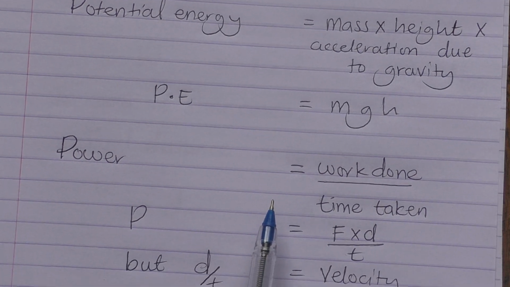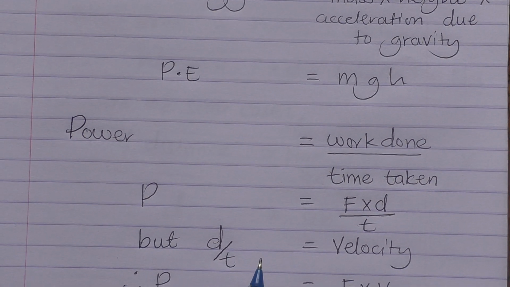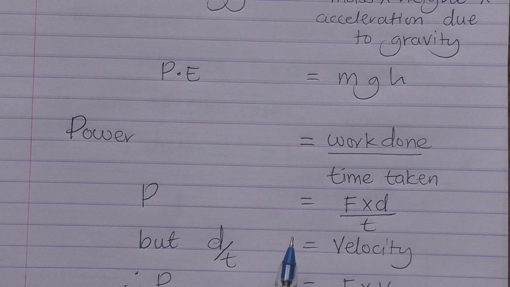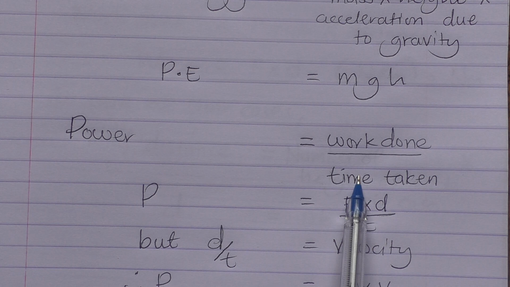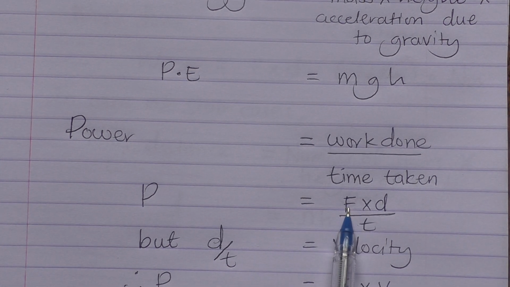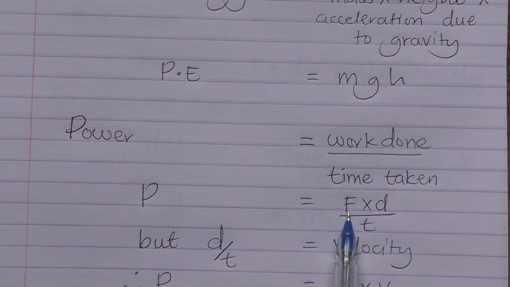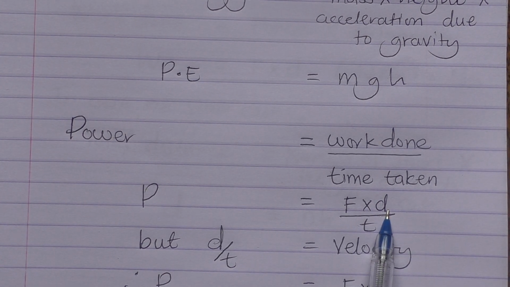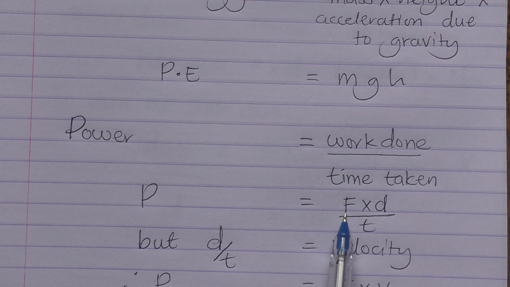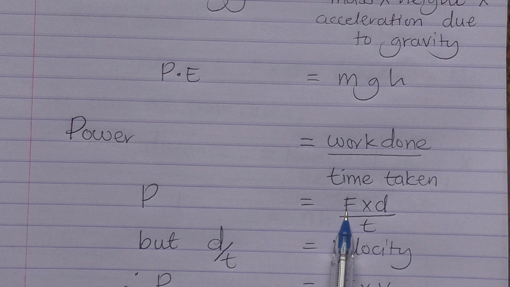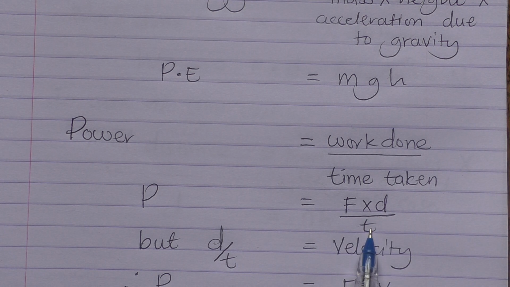Then we come to the formula for power. Power is given as the work done over time taken. Therefore, work done was already seen as force times distance. So where there is work done is where we shall replace with the formula for work done, which is force times distance, then over time.